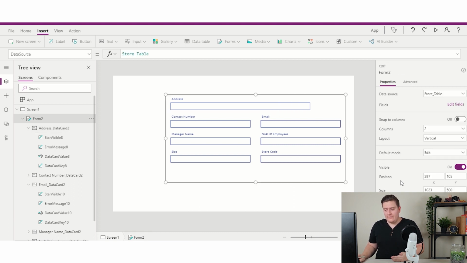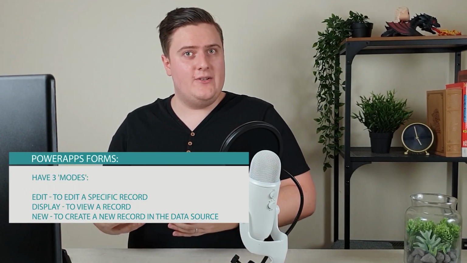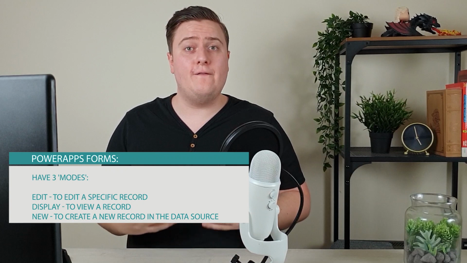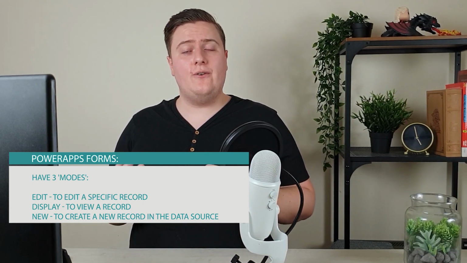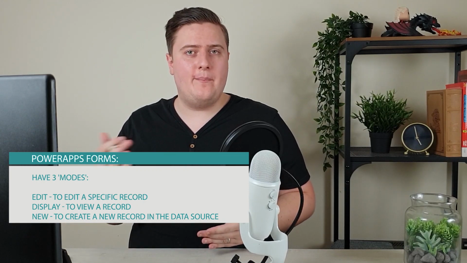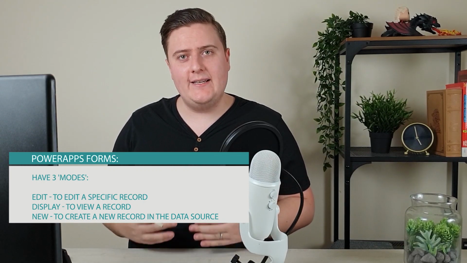Then along the bottom of the properties panel, we have a few basic things. So the visibility, the position, the size, as well as some formatting options that you should be familiar with. But here we have the most important part of forms, the default mode. If I select that, we have 3 different options: edit, new, and view. So the edit form allows you to edit a specific record, the view form allows you to view a specific record, and the new allows you to create a new record and save it back in the data source that's connected to the form.